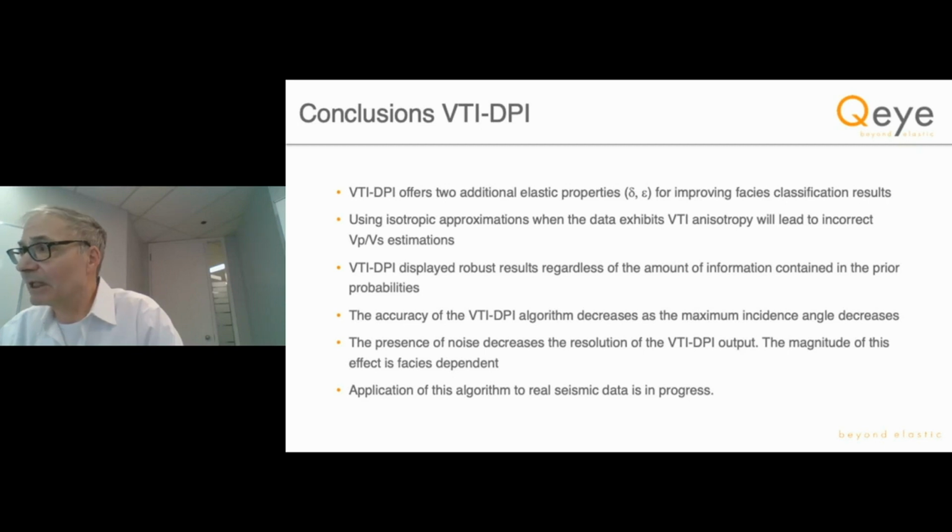So it's actually a case for making sure you have adequate seismic data pre-processed, seismic data preconditioned that's robust to higher angles. And the presence of noise decreases the resolution, and the magnitude of this effect is facies dependent. Obviously, the thinnest beds start to get unresolvable with a high amount of noise. And the application of this algorithm to real seismic data is actually currently in progress with a real data set. And that's it. Thank you for your attention.